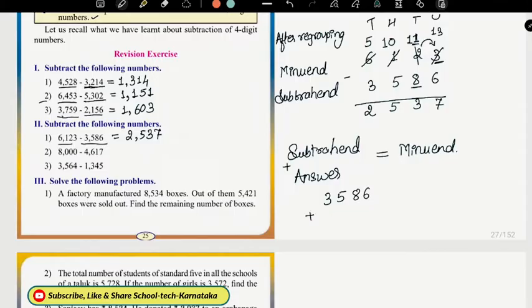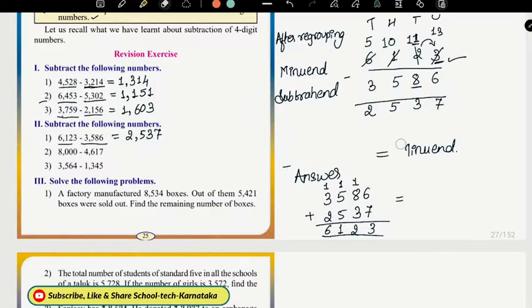3586 plus 2537. When we add these two numbers, we need to get our minuend. So 6 plus 7 is 13. Now 1 plus 8 plus 3 is 12. 1 plus 5 plus 5 is 11. And 1 plus 3 plus 2 is 6. That is 6123. So our answer is correct.